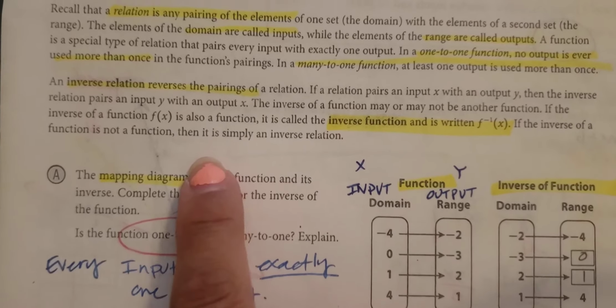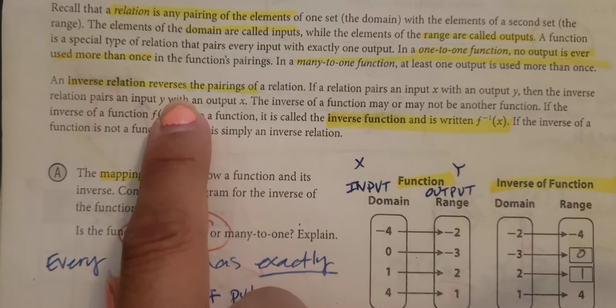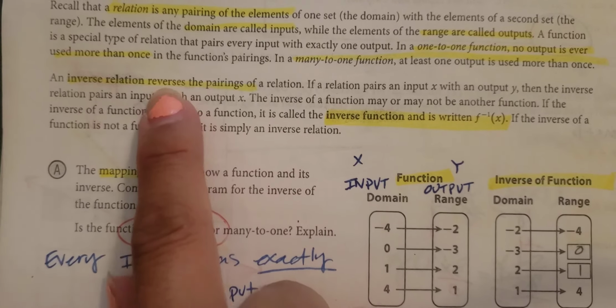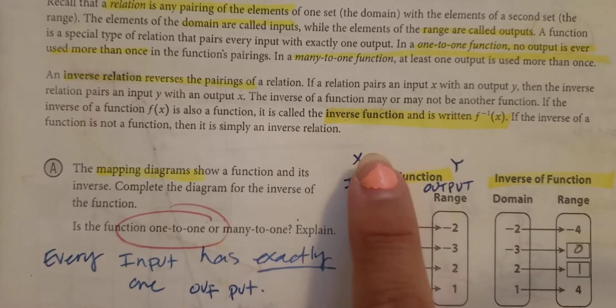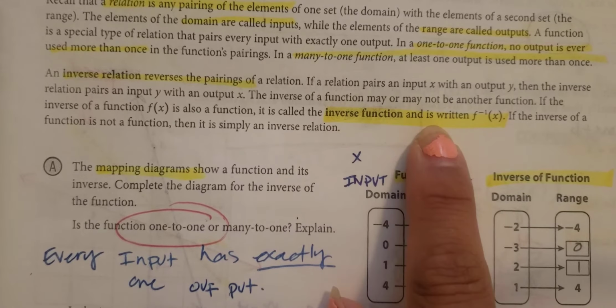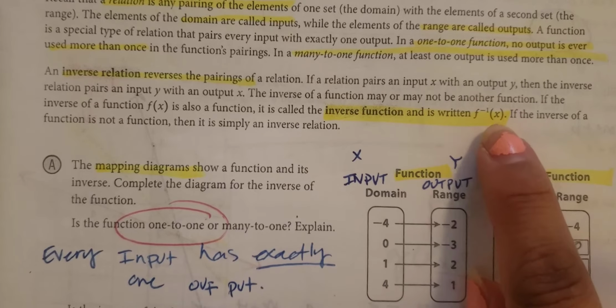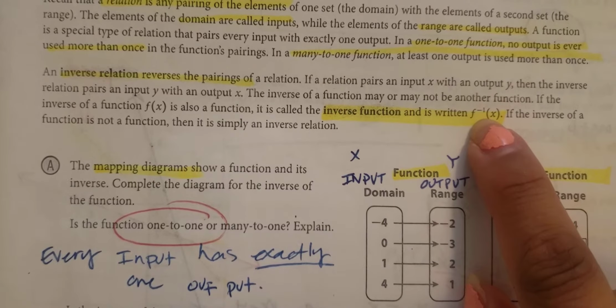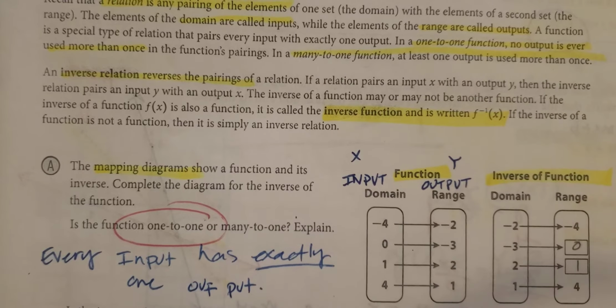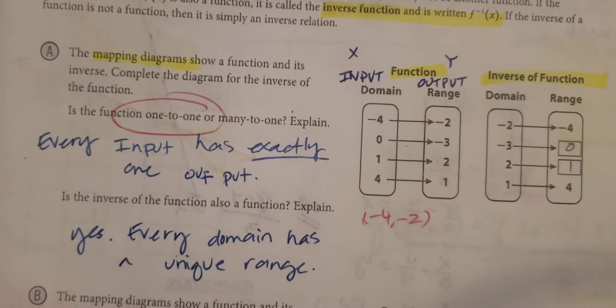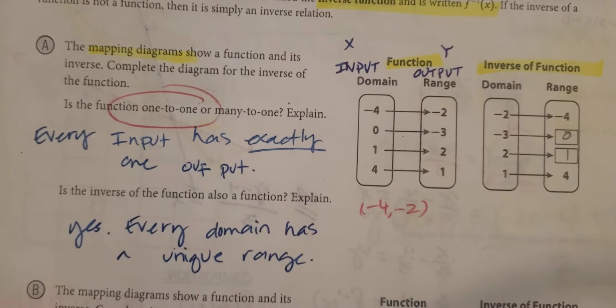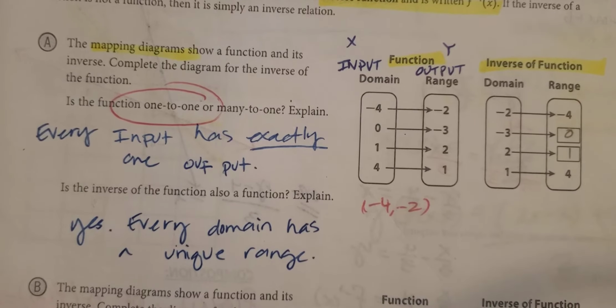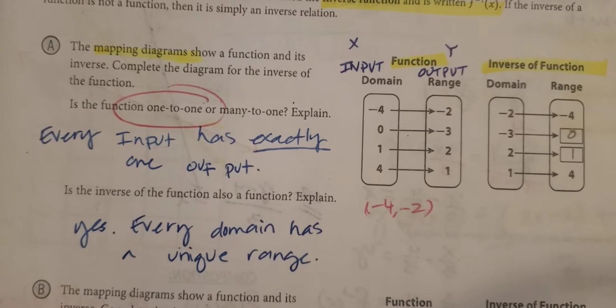And then the other thing is an inverse relation reverses the pairings. Okay, that's the key word, reverses the pairings. And the inverse function is written this way, and you read it f inverse of x. Okay, that little exponent with the -1 is read as inverse. Okay, and this is already worked out for you. You can take a look at this. It's worked out for you.